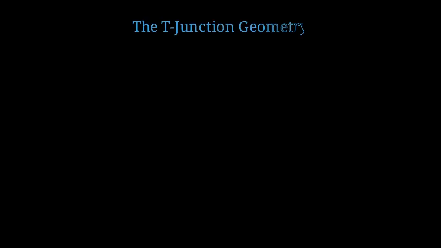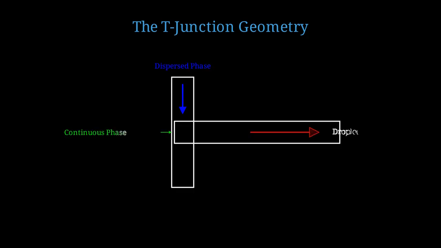Let's start with the T-junction. This is one of the simplest and most common geometries for droplet generation. Here's a schematic of a T-junction. The dispersed phase, shown in blue, flows down from the top. The continuous phase, in green, flows horizontally. They meet at the junction, and droplets form that flow out to the right.